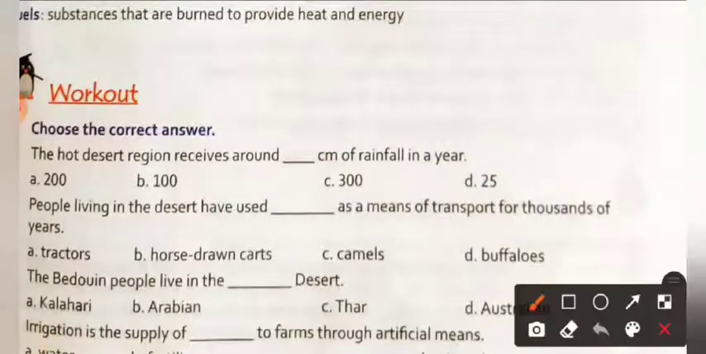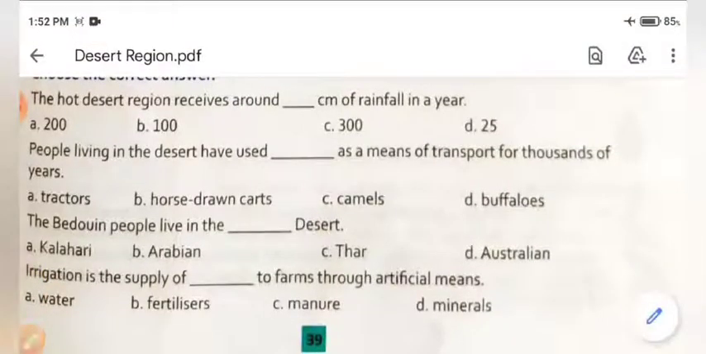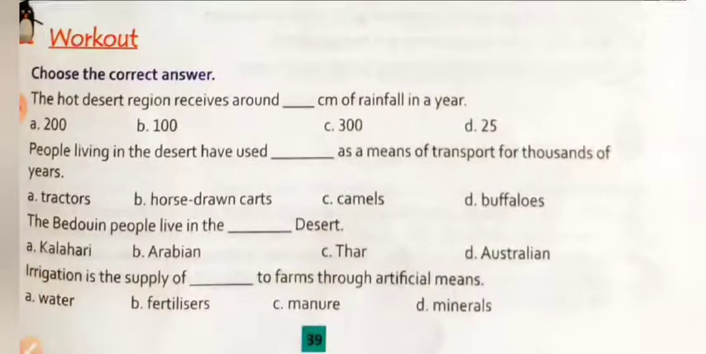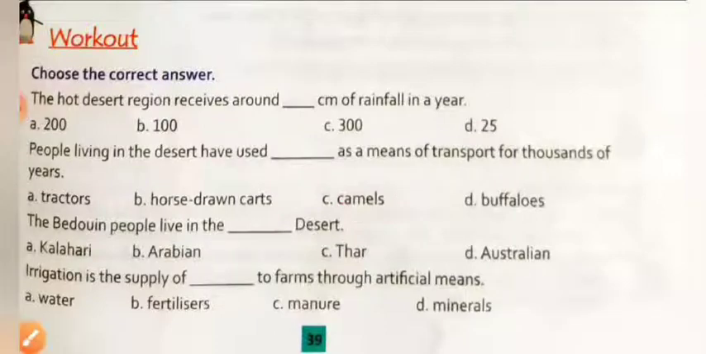You know that the desert region receives very low rainfall in a year. So the correct option is 25 centimeters. Okay. Next question. People living in the desert have used camels as a means of transport for 1000 years. Only camels have been used as a means of transport for 1000 years.